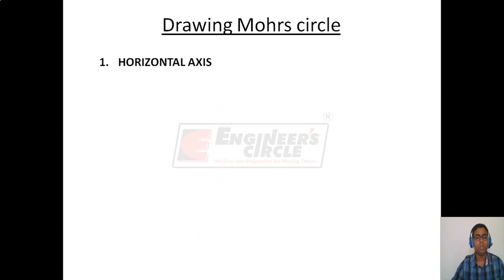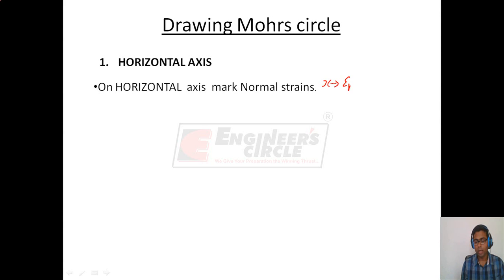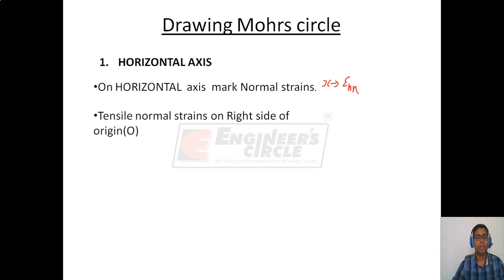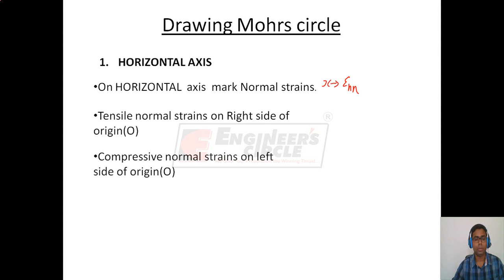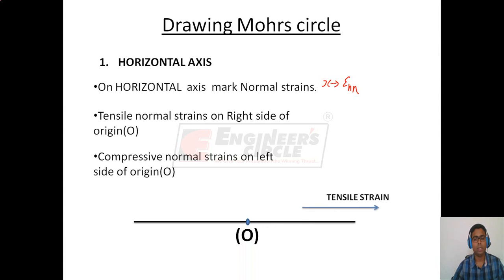So for drawing Mohr's circle, on the horizontal axis mark normal strains. As we have seen, x is to be replaced by epsilon NN. Tensile normal strains are marked on the right side of the origin and compressive normal strains on left side of the origin. So if this is the horizontal axis with O as the origin, on the right side mark tensile strains and on the left side mark compressive strains.